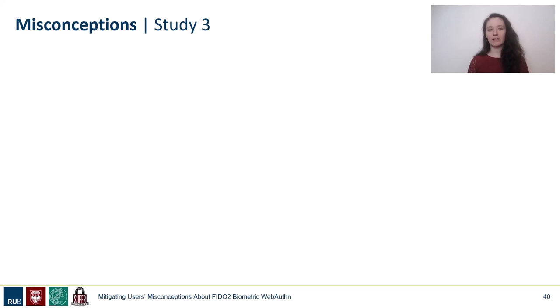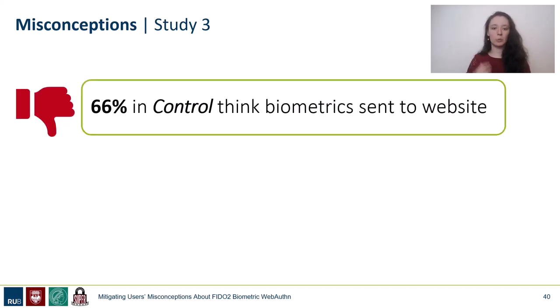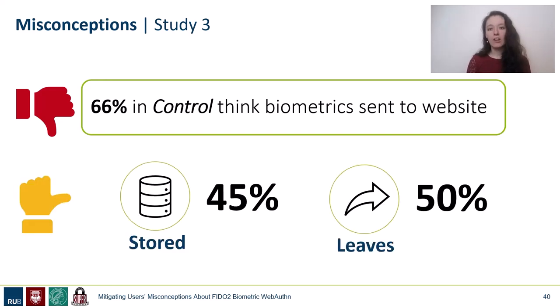We began this presentation talking about misconceptions, so let's have a look at those again. In our control condition, which only mentioned that biometrics is fast and easy, 66% had the misconception that the biometrics were sent to the website. Fortunately, the notifications stored and leaves, which let the participants feel most secure using biometric WebAuthn, also were able to address the misconceptions to some part. After seeing the stored or leaves notifications, only 45% or 50% had the misconception that the biometrics were sent to the website. Even though this is an improvement, we do acknowledge that there is still a long way to go and that the misconceptions are definitely not fully addressed by those notifications.